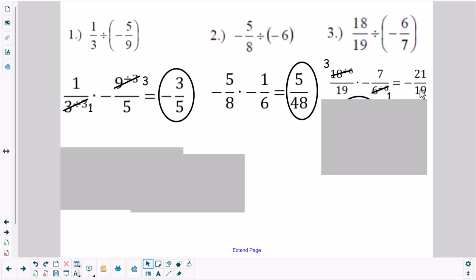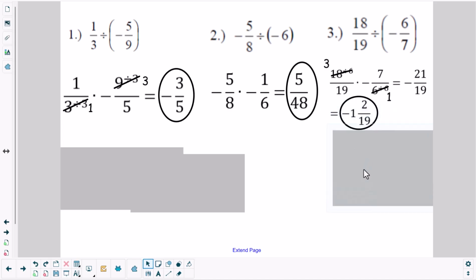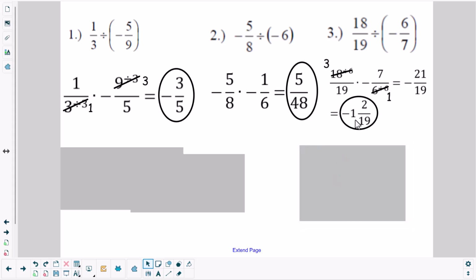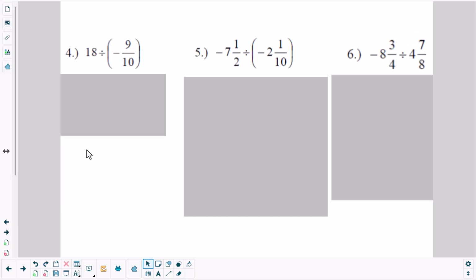And again, the reason why this is going to be beneficial for us is we now just need to change this improper fraction into a mixed number, which is pretty simple to do. Since 19 goes into 21 one time and we're left with a remainder of 2, our answer will be -1 and 2/19 because we had one negative. Again, if you don't cross-reduce, you're going to have 18 times 7 and 19 times 6, and these numbers are going to be much more difficult to reduce. Let's take a look at number 4.